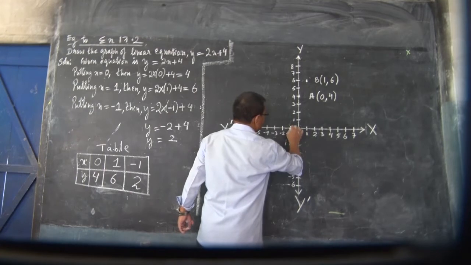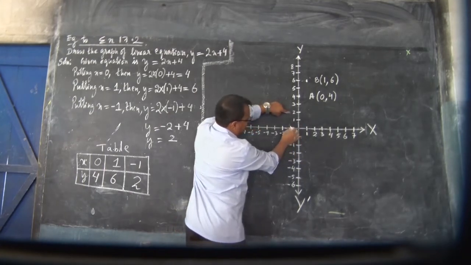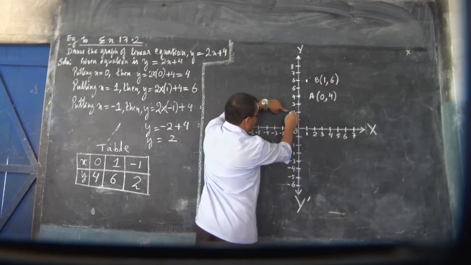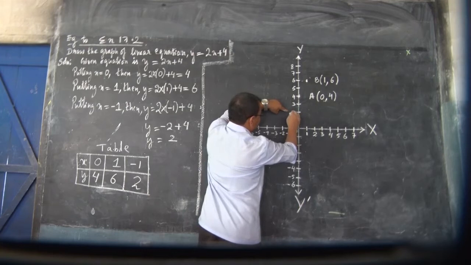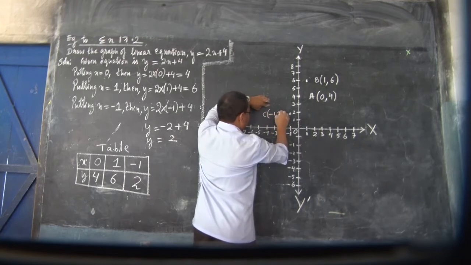Minus 1, and for 2 we will climb here, 2 from here, and here we got it. Minus 1 for x and 2 for y. We will climb up here. We got this one as C. Okay? C is (minus 1, 2).